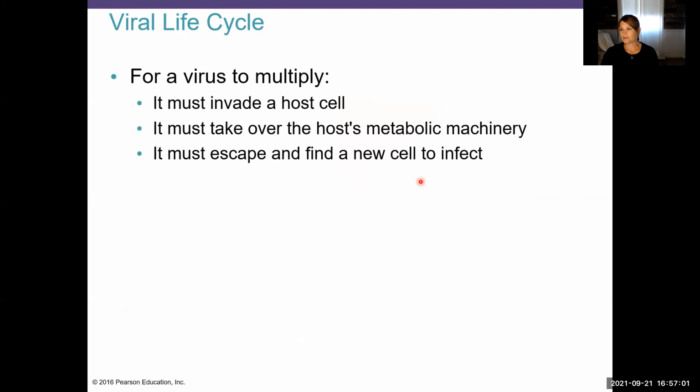So for a virus to multiply, it needs three things. It must invade a host cell. Remember I said it's intracellular. It must take over the host's metabolic machinery. So it pirates the machinery from the host and takes it over, and it typically will kill the host cell when it does so. And then it must escape to find a new cell to infect. Okay, so it has to get in, it has to take over the host machinery and make more of itself, and then it has to be able to escape and find a new cell to infect. That's what a successful virus does.